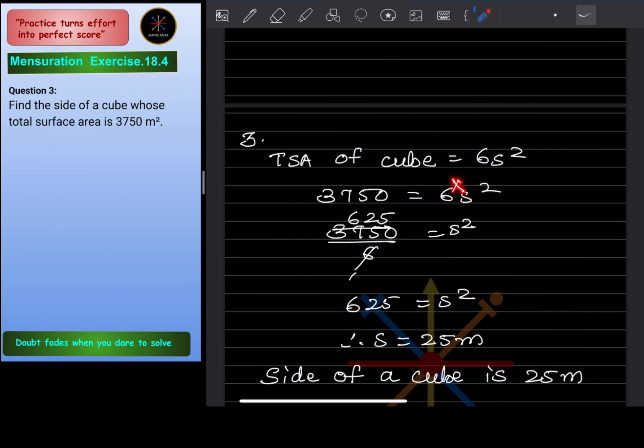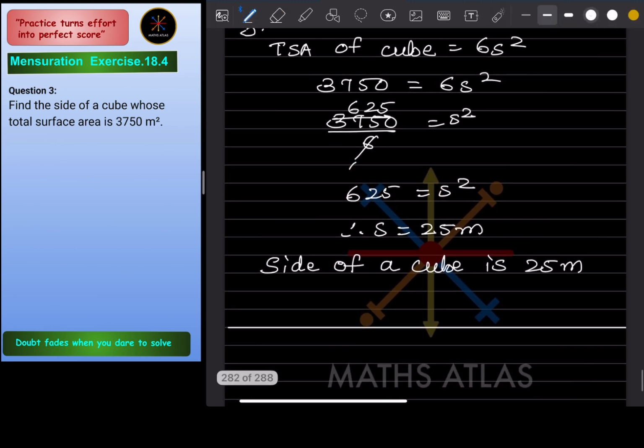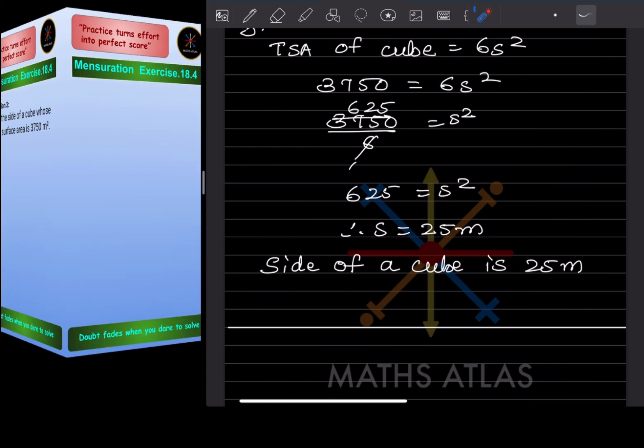This is multiplication, so the 6 will go to the other side and get divided. After simplifying this, we get 625, that is s square. So s is going to be, we take the root on both sides. This is a perfect square: 25 into 25 is 625. So s is going to be 25 meters. So we can say the side of the cube is 25 meters.